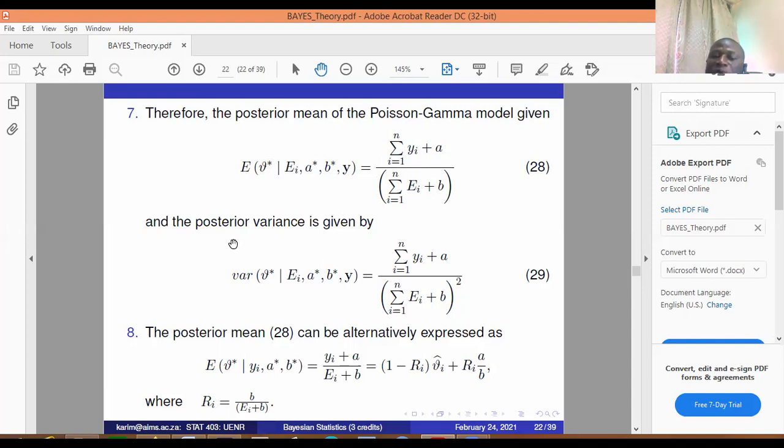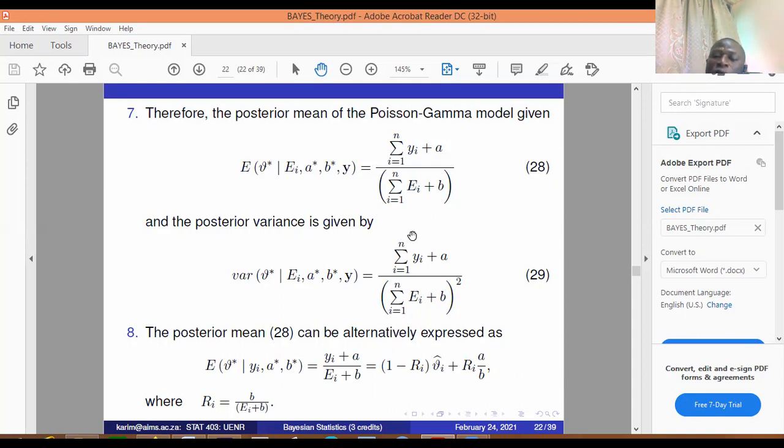Now, for the variance, we know the variance is alpha over beta squared. So our posterior variance for the disease risk is going to be the summation of the number of disease cases in region I plus alpha, divided by the summation of the expected number of disease cases in region I plus the beta, all squared. And this becomes the posterior variance.